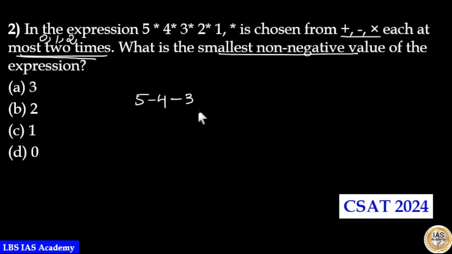Now we have 2 and 1. So, use multiplication between 2 and 1 to get minimum value and then add this 2. So minus 2 plus 2 is equal to 0. So we get 0 as your answer. Option D is your answer.